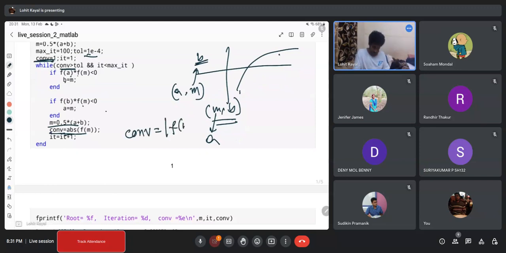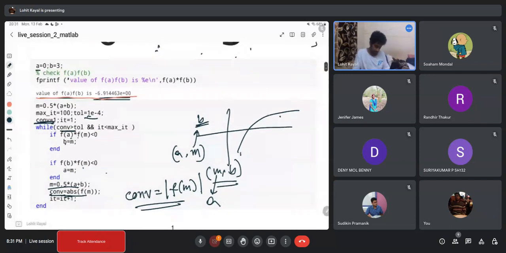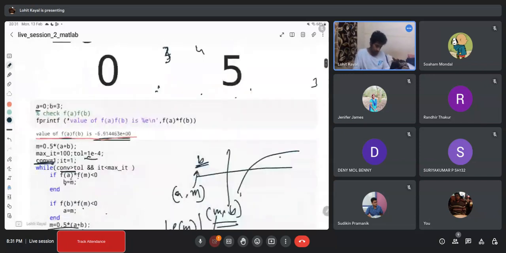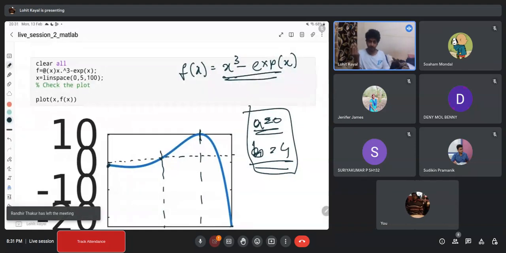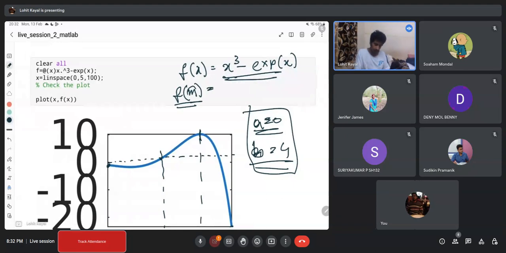So I am using conv equal to absolute value of fm. Now what is my f of x? My f of x was this value, x cube minus exponential of x. And I am trying to find the root of this function. So whatever I got, suppose f of m, and this m will be my root. When f of m is 0, then this is the solution.